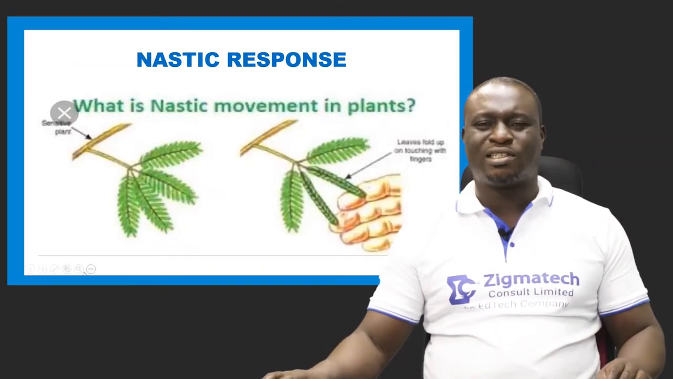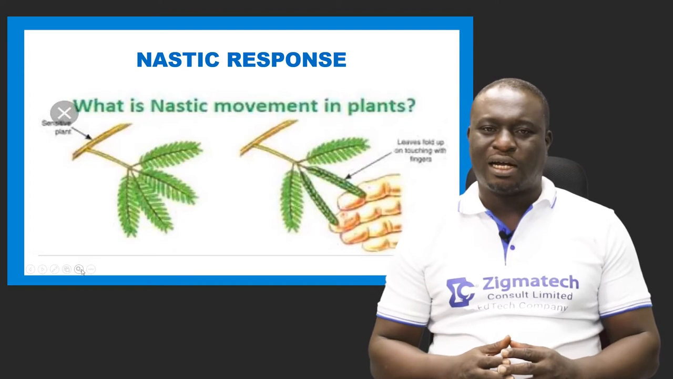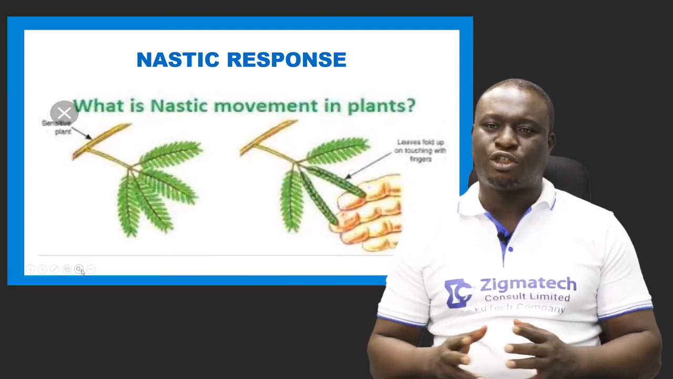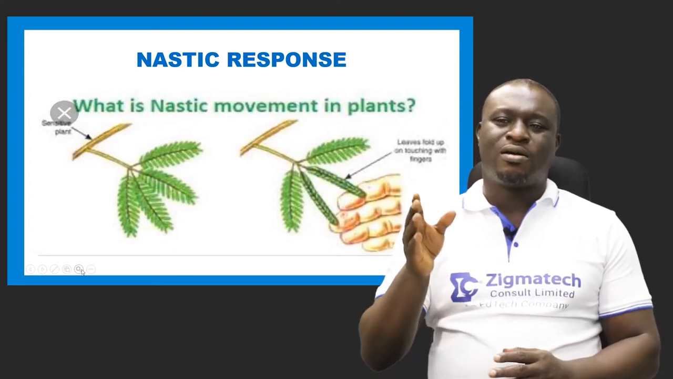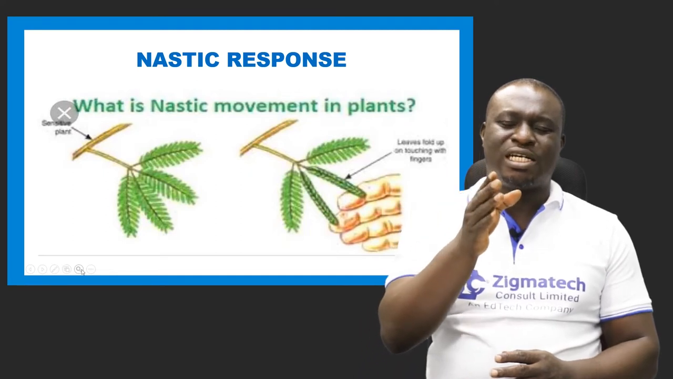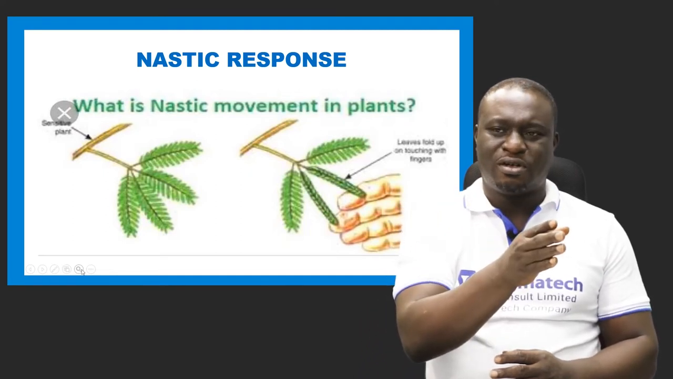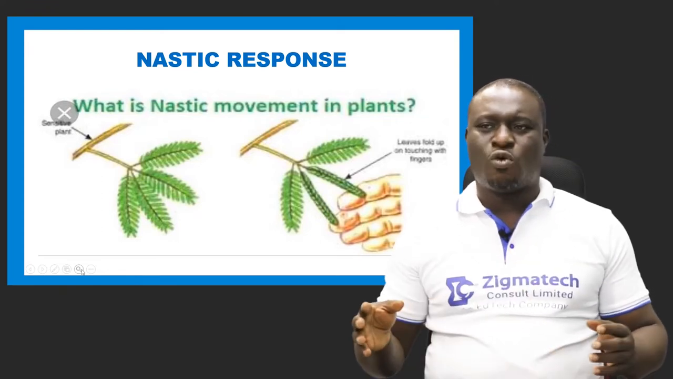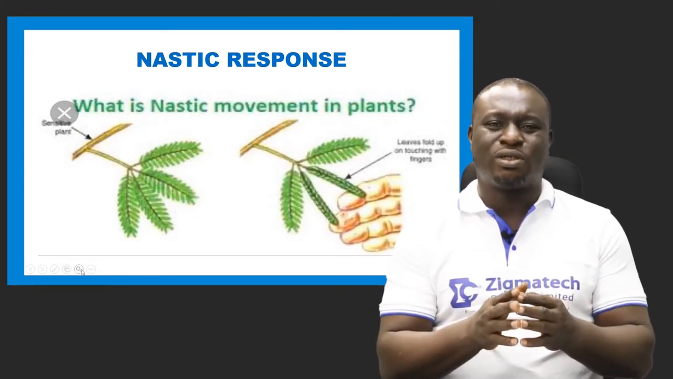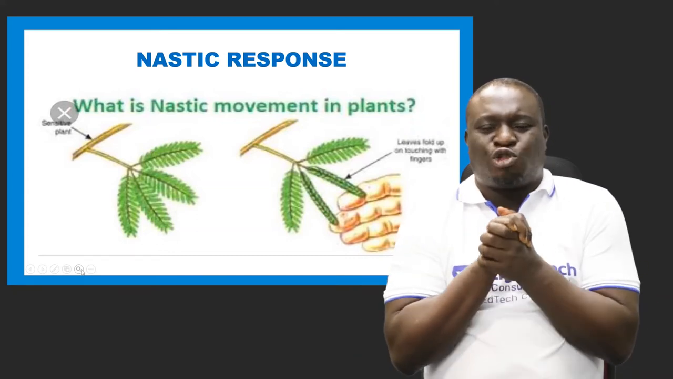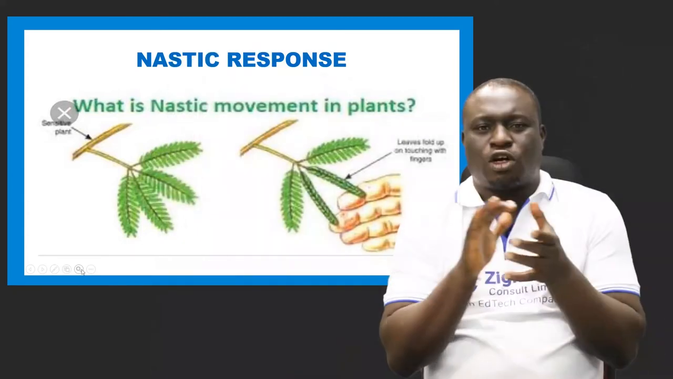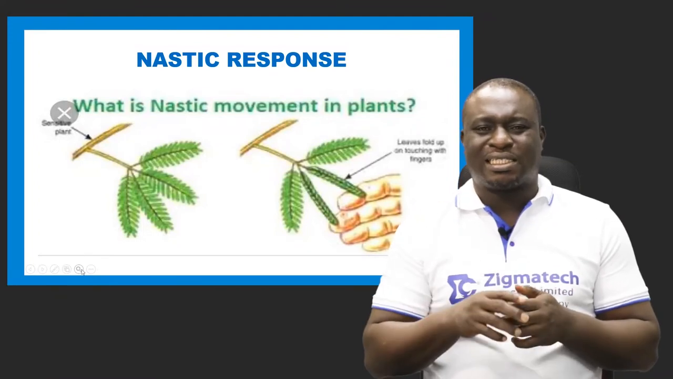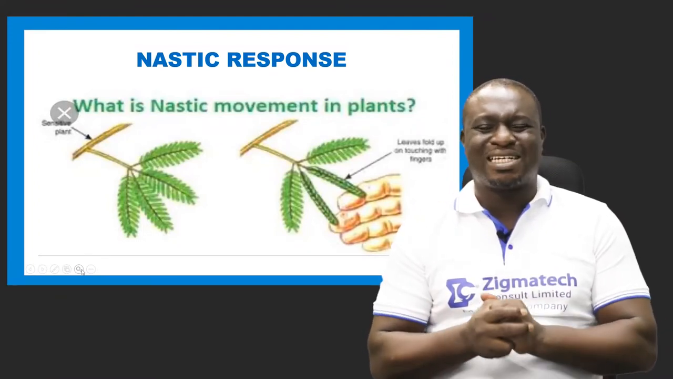Now take a look at this diagram, or this picture. You can see that a hand is touching a part of the plant, which is the leaf. And once the hand gets in contact with the leaf, it shrinks, or closes. So this is an example of a nastic response.